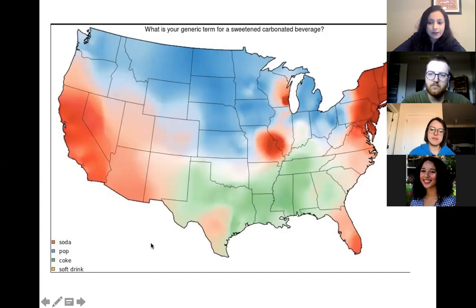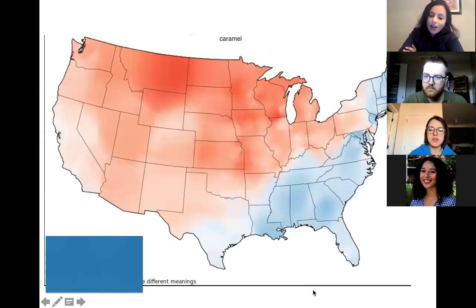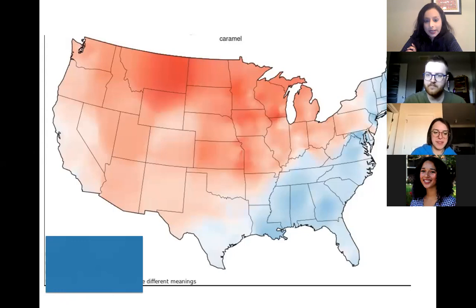Okay, let's go to the next one. Caramel. Well, here, go ahead. Caramel is how I say it. Okay, so two syllables, caramel. Okay, Kelly? That's how I have always said it, caramel, but I've heard people say caramel. Yes, yeah. So what do you think is the red?